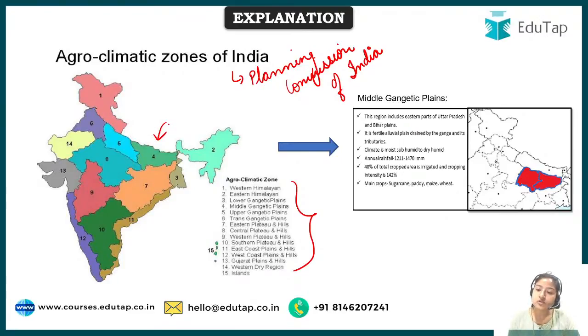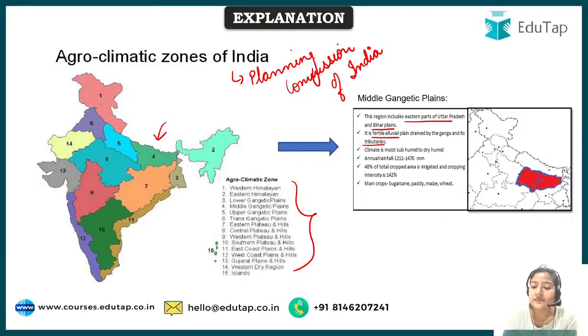And this region includes what? This region includes the eastern part of UP and the Bihar plains, as you can see in the map also. What are the characteristics of this particular area? It is a fertile alluvial plain. Fertile alluvial, why? Because of the various river systems, with the Ganga being the dominant one. So this particular area is fertile, and of course the Ganga and its tributaries play a major role.